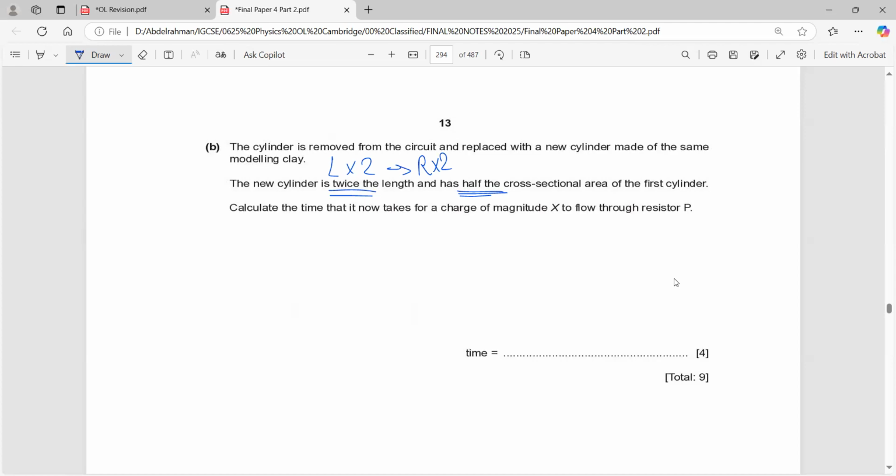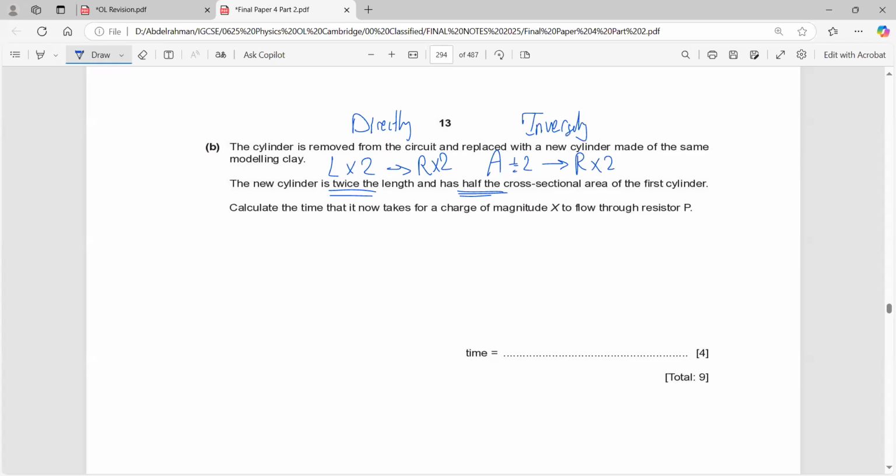What happens if you halve the cross-sectional area? The area is now divided by 2. What happens to the resistance? The resistance is also multiplied by 2. Why? Because they are inversely proportional. So the length is directly proportional, while the area is inversely proportional.